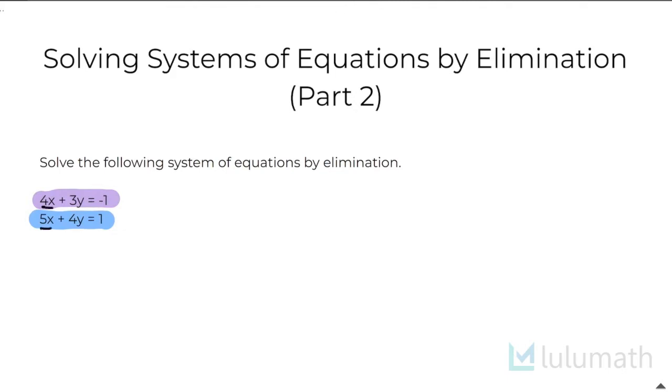But if you take a look at what we have here, if I were to add 4x and 5x together, that doesn't cancel each other out. That gives me 9x. And if I subtract them, it doesn't cancel either. If I were to add or subtract 3y and 4y, neither of those would cancel as well.